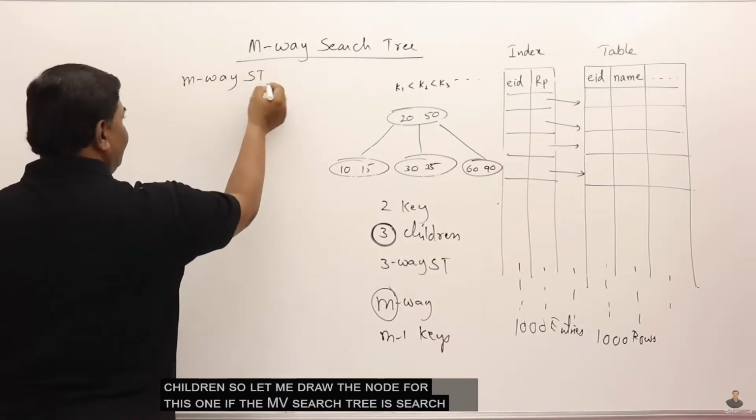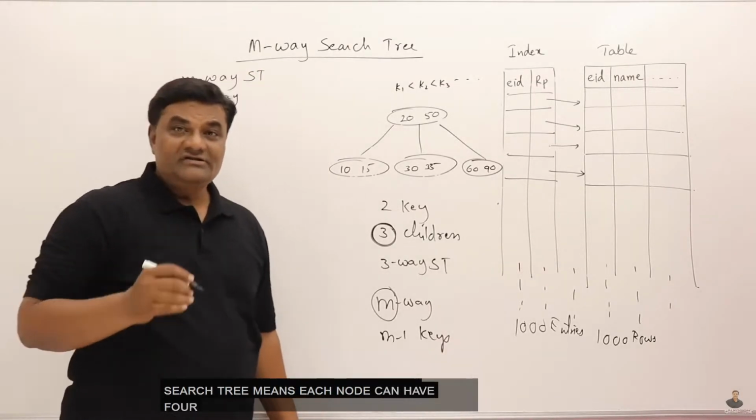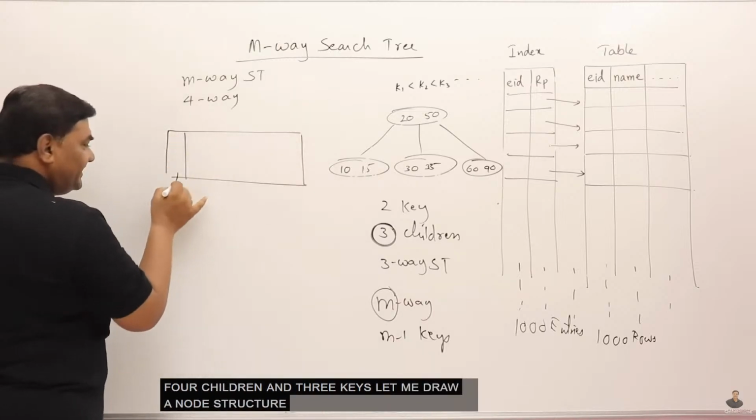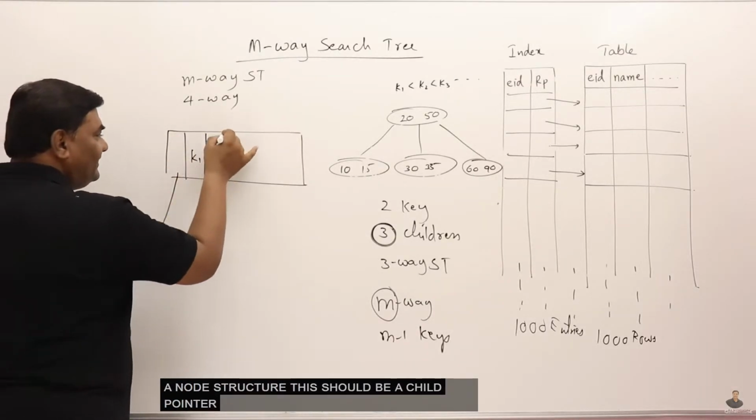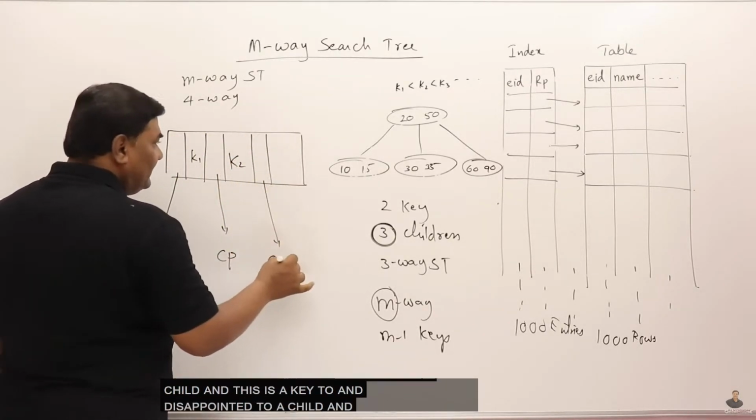If the M-way search tree is search tree ST I'm writing, suppose 4-way search tree. Means each node can have 4 children and 3 keys. Let me draw a node structure. This should be a child pointer, pointed to the child, and this is key 1, and again this is a pointer to a child, and this is the key 2, and this is a pointer to a child, and this is key 3, and this is a pointer to a child.